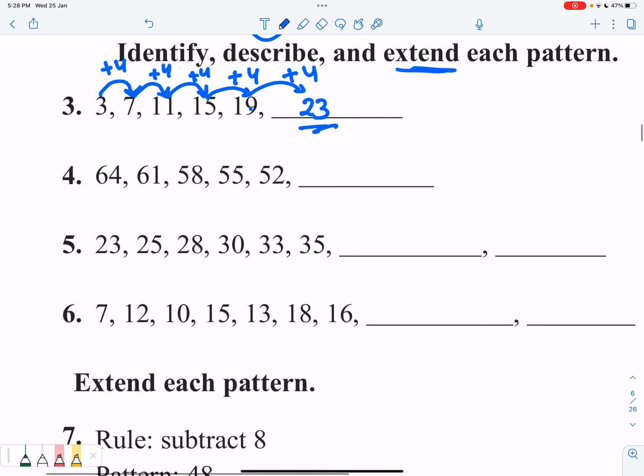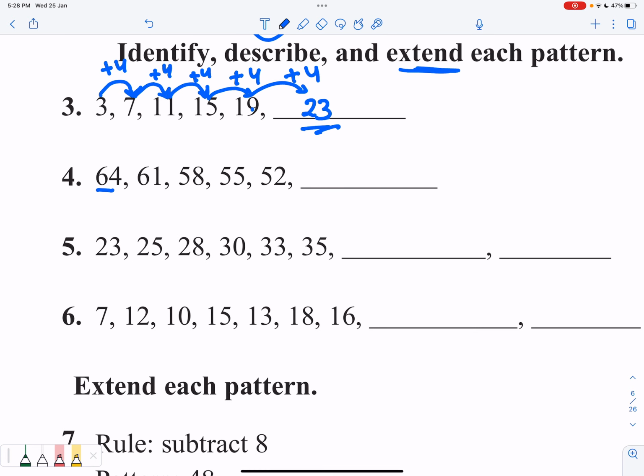Now let's do the other question. I have 64, then it turned into 61. So here we subtracted 3. Then from the 61 we got 58. So again we subtracted 3. From the 58 we got 55. So again subtracting 3. So each time in this pattern we're subtracting 3. So to get the 52 we also subtracted 3. So to get the next term, we need to subtract 3 from this 52. So 52 minus 3 is equal to 49.